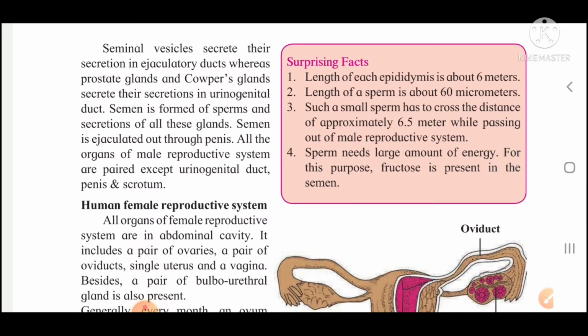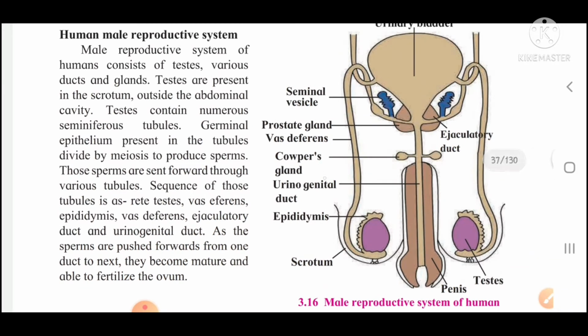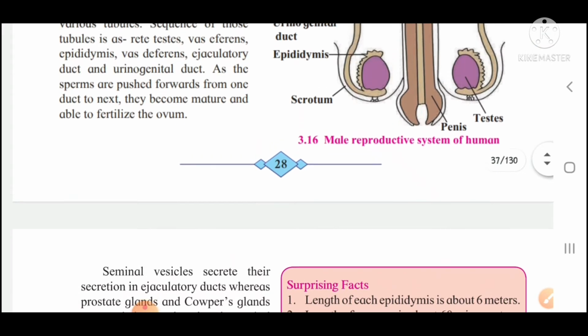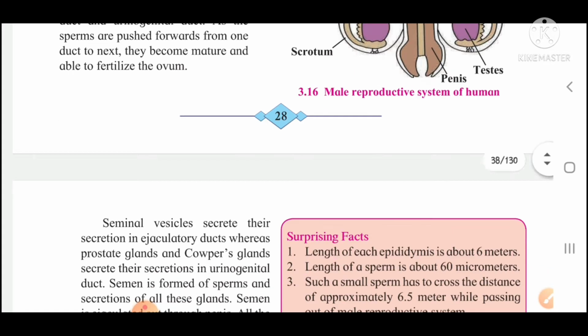All the organs of the male reproductive system are paired except the urinogenital duct, penis and scrotum. देखिए बाकी सब pair में होते हैं, except ये तीन चीज़ें, ये pairing में नहीं होते. कौन से तीन चीज़? एक तो urinogenital duct, you can see here, this is a urinogenital duct, this is not in pair, एक single ही है. एक penis जो होता है वो भी एक single ही होता है. और एक होता है scrotum. आपको लगेगा यहाँ पे भी scrotum है, यहाँ पे भी scrotum है, लेकिन ये एक single scrotum ही है. Okay, it is not a double.